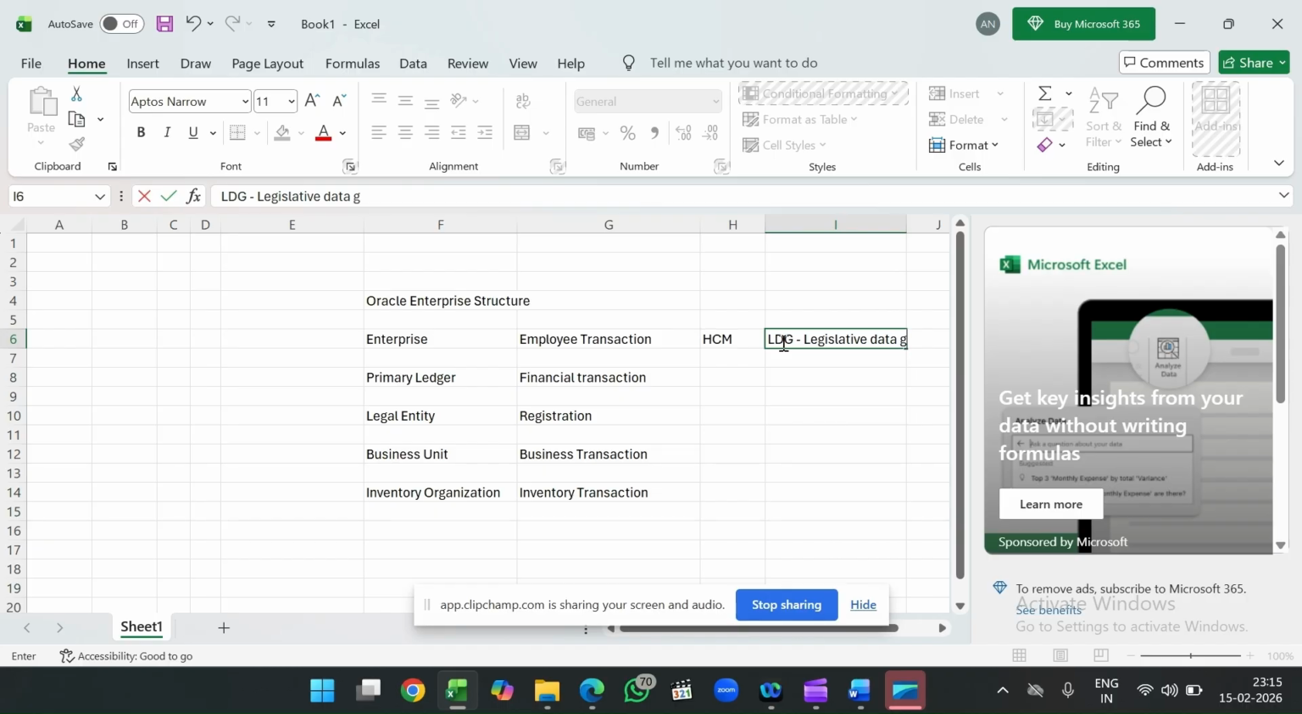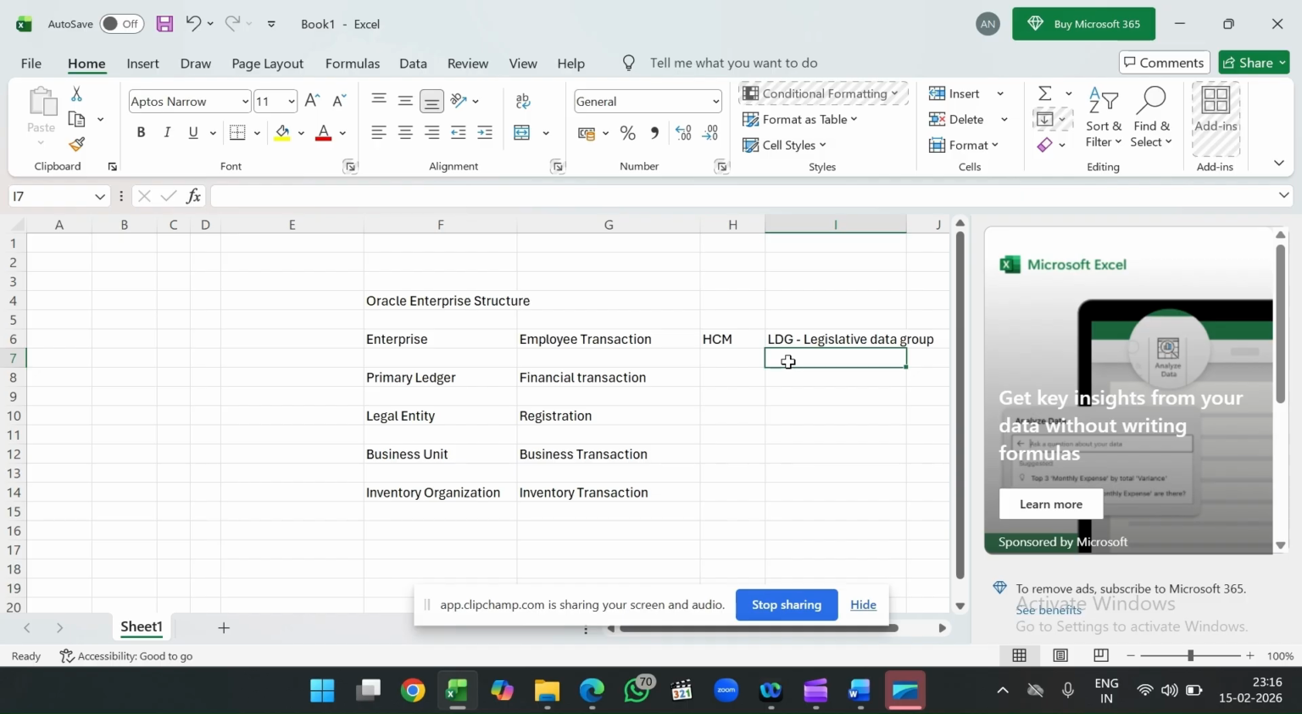So what is the purpose of this legislative data group? If a company is there for two countries, we have one primary ledger. For each country they have separate employees. So to maintain each employee country-wise, we need to use that legislative data group for the purpose of taking the payroll. So when we do the payroll activities, this LDG will help this HCM application.